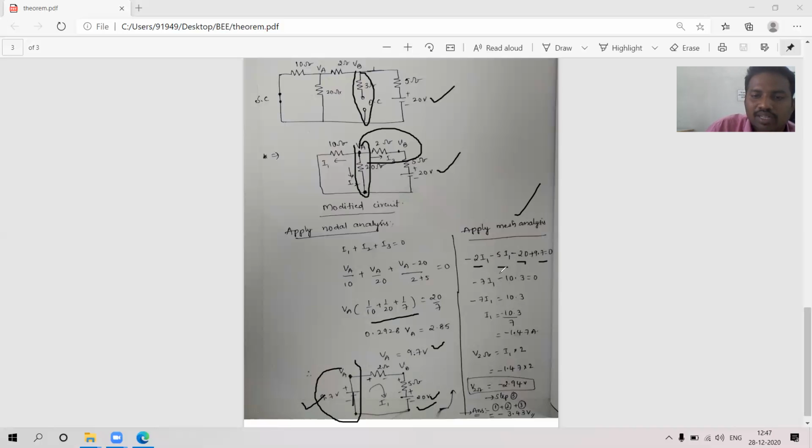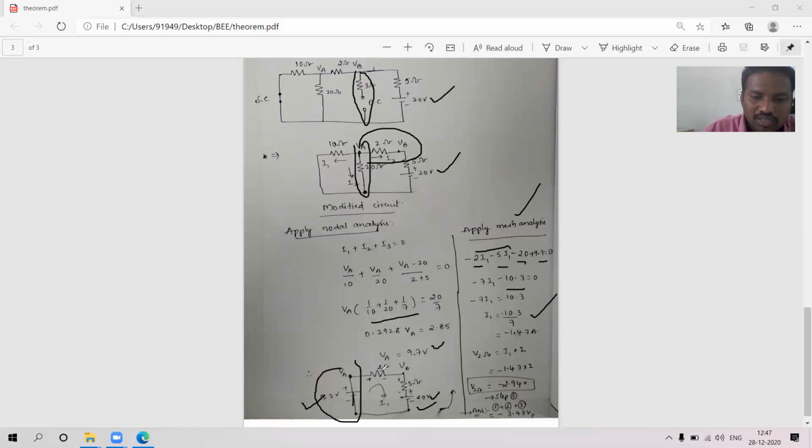So minus 7 I1 together, and minus 20 plus 9.7 is minus 10.3. So minus 7 I1 is equal to 10.3. I1 is equal to minus 10.3 by 7, which is minus 1.47 ampere. So I got the I1 value.